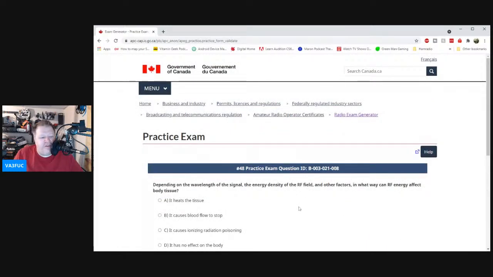Depending on the wavelength of the signal, the energy densifies in the RF field and other factors. In what way can RF energy affect body tissue? Now, RF means radio frequency field. So when we send out signals, we're actually radiating our signal out. Something to keep in mind, here's a key factor to think about. Any energy that's not used is dissipated as heat.